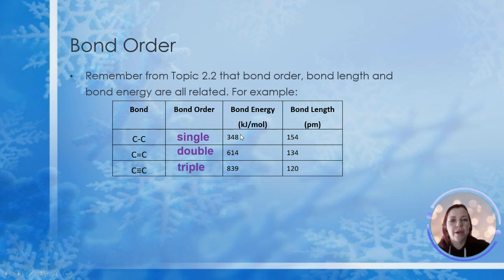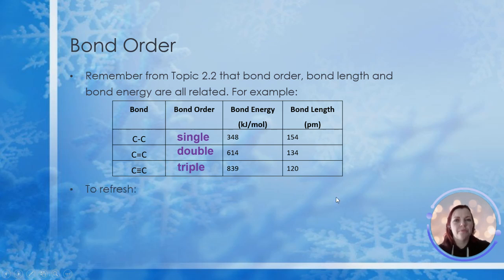We don't double the bond energy to go from single to double and then double to triple, but it does increase, right? So as you have more bonds, your bond energy gets higher, which we typically say is the bond is stronger, and your bond length gets shorter.